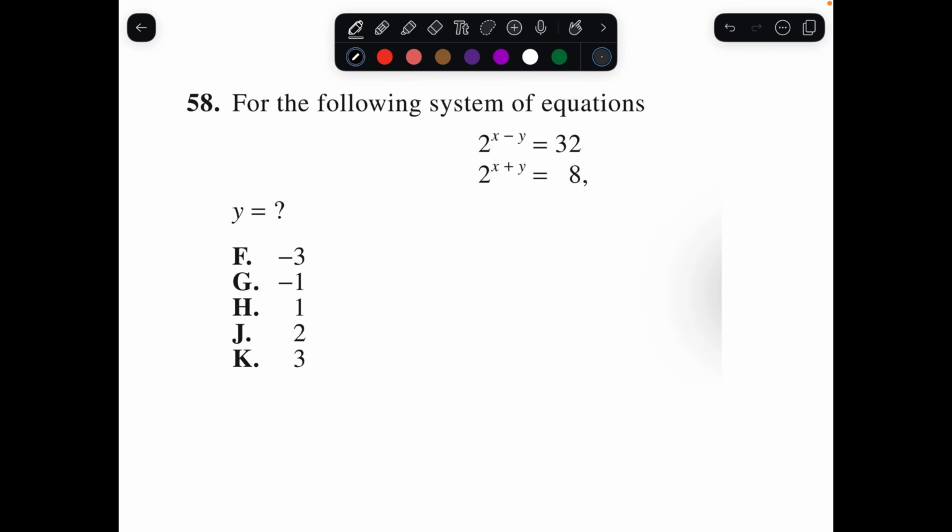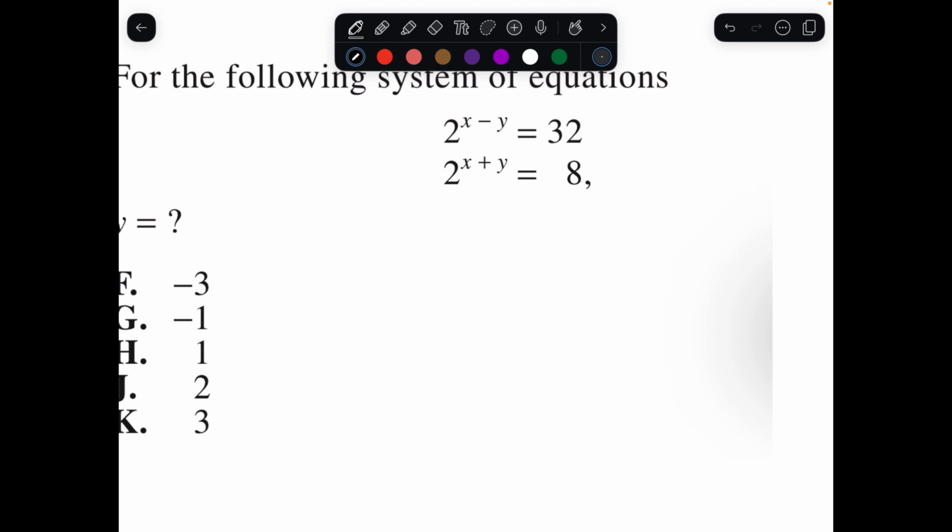On to the last question, question 58. It says, for the following system of equations, 2 raised to the power of x minus y equals 32, and 2 raised to the power of x plus y equals 8, what is the value of y? So for this problem, I would convert everything into base 2, so we can just drop the bases, and then it is going to be a simple system of equations problem.